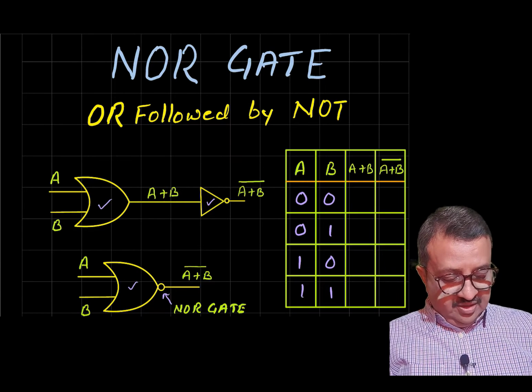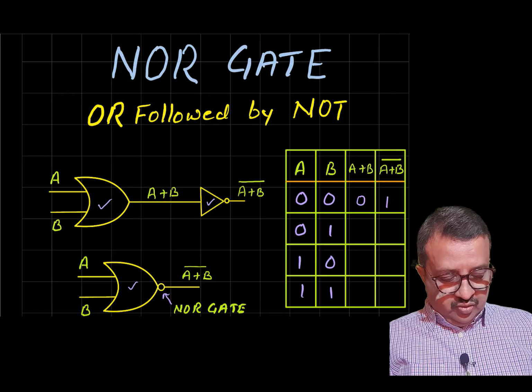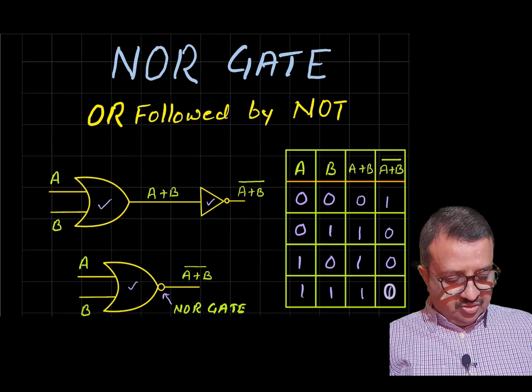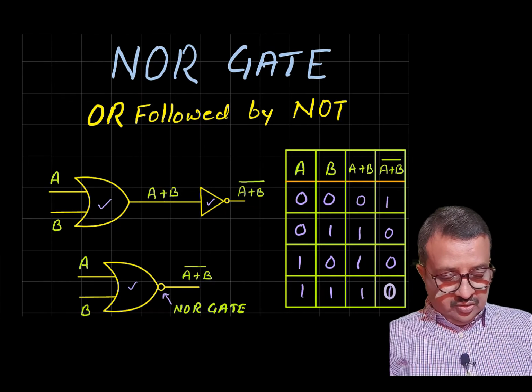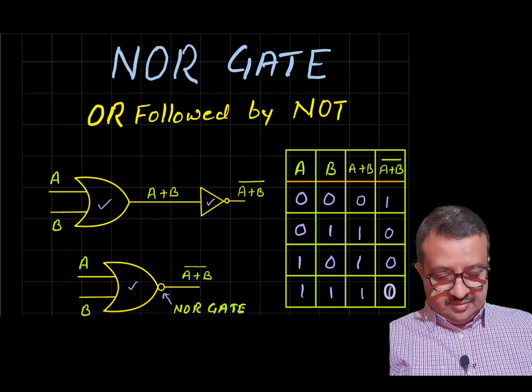Let us see the truth table. 0 or 0, the OR operation is 0. The NOR operation is 1. 0 and 1, the OR operation is 1. The NOR operation is 0. 1 and 0, it is 1, and this is 0. 1 and 1, it is 1, and this becomes 0. So that is the truth table for the NOR gate.